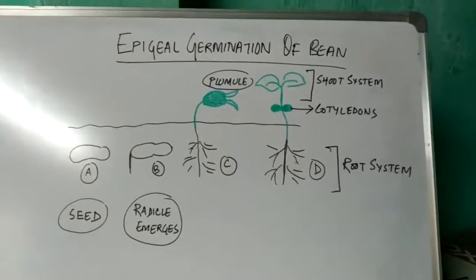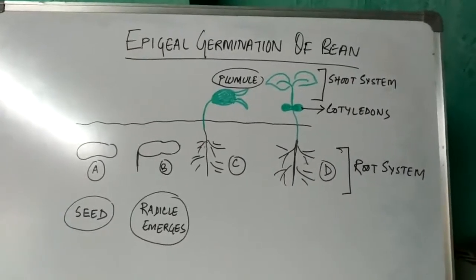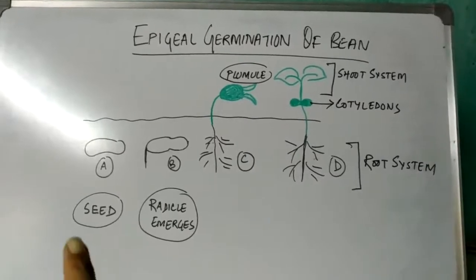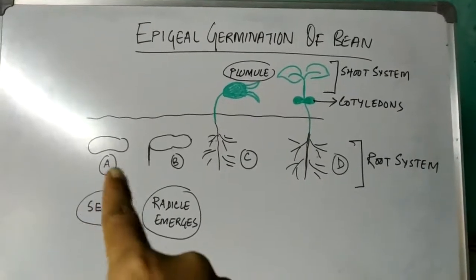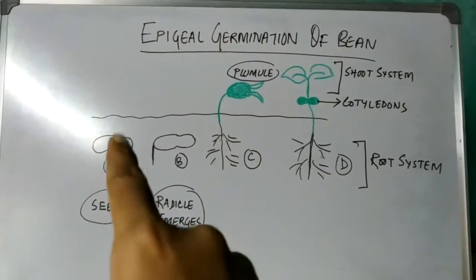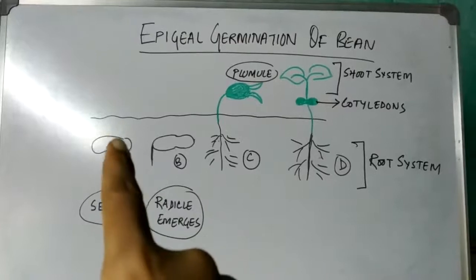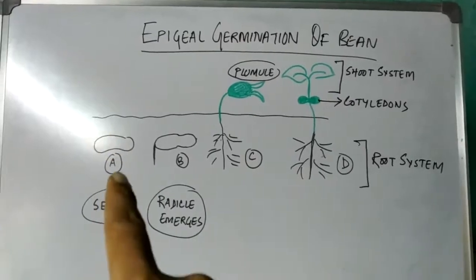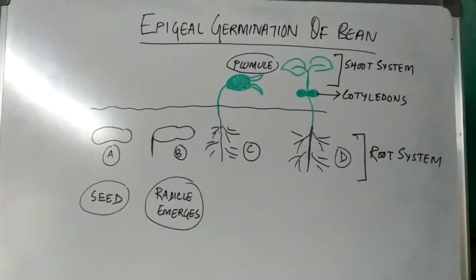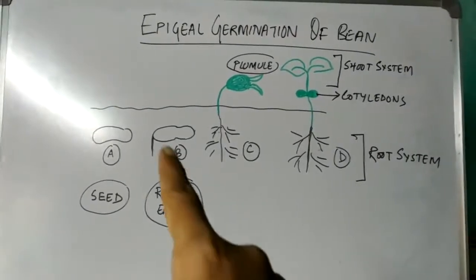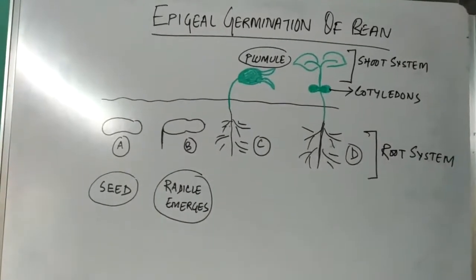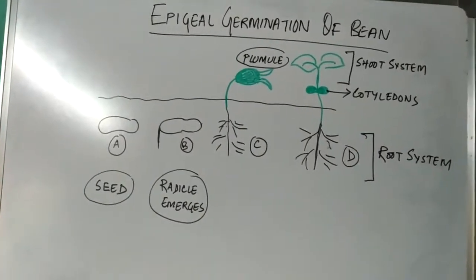So here is the epigeal germination in bean, as you can see. Okay, this is the first diagram labeled as A. Over here you can see the seed is sown inside the soil, or it has fallen on moist soil. So what is happening after absorption of water? The seed coat bursts, and what happens? The radicle emerges from one portion, as I have already shown you in my live model also.